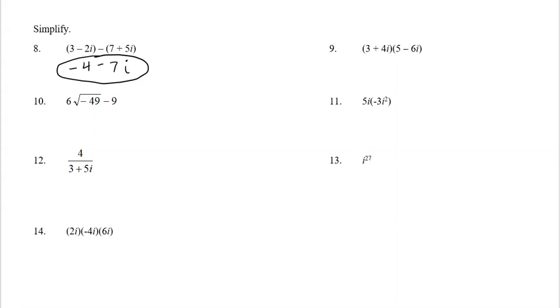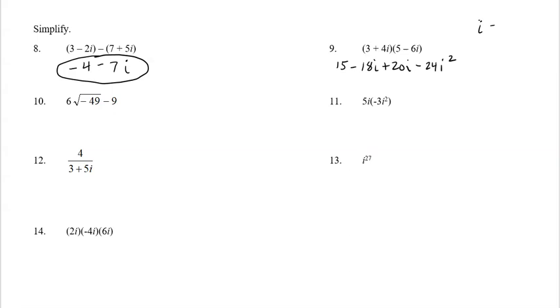All right, so number 9, we're going to use the FOIL method. So the first numbers multiplied together would be 15. The outside numbers would be -18i. The middle numbers would be +20i. And then the last numbers would be -24i squared. But keep in mind, 2 things that are important with the number i.